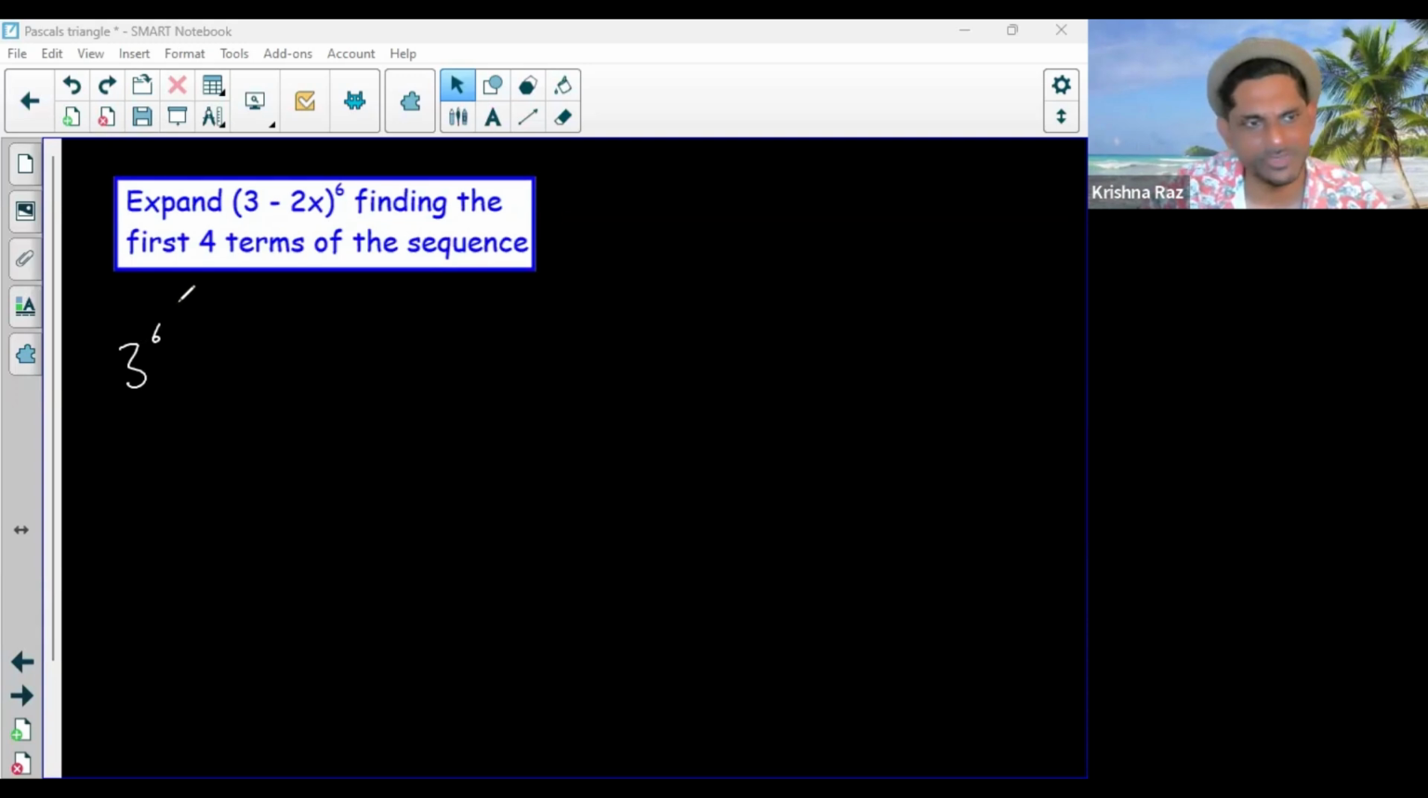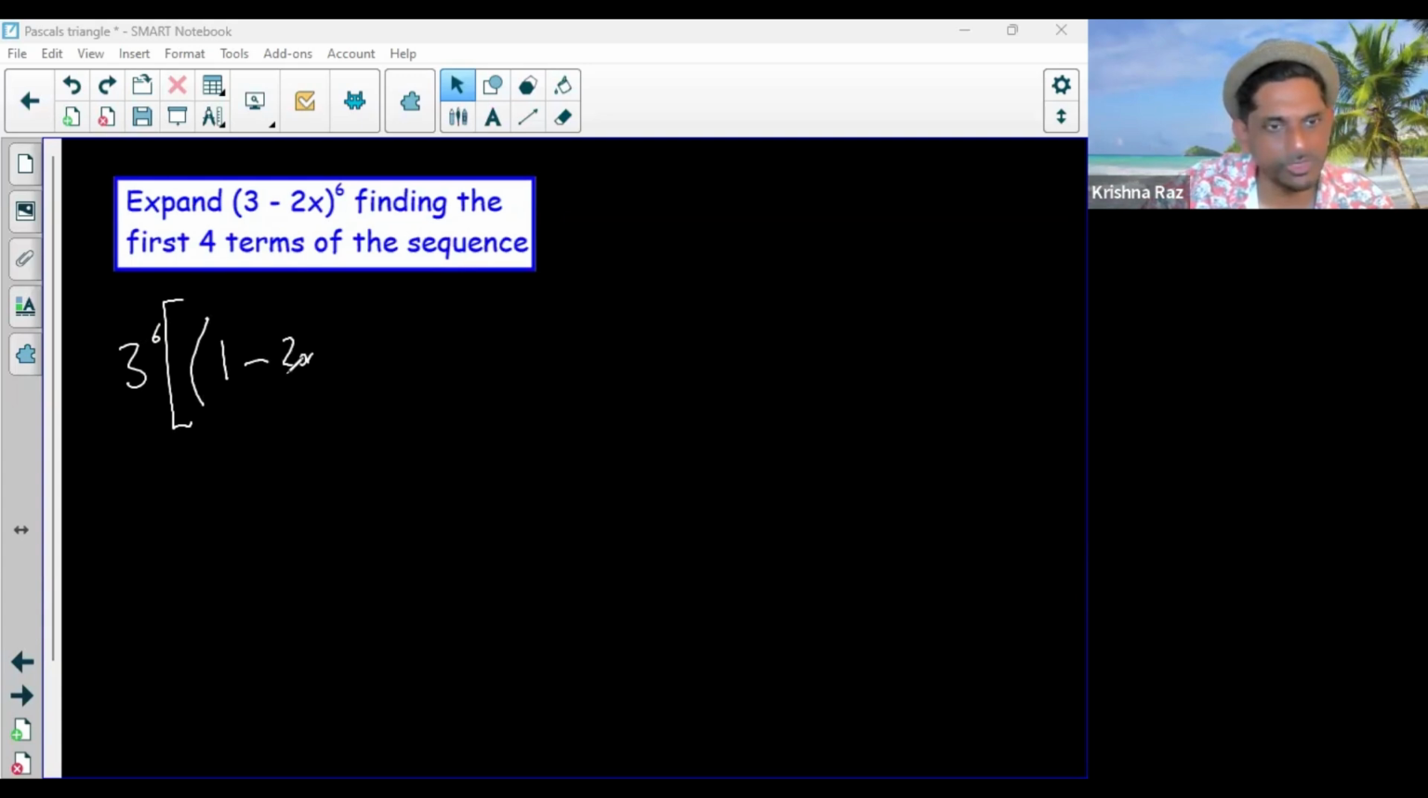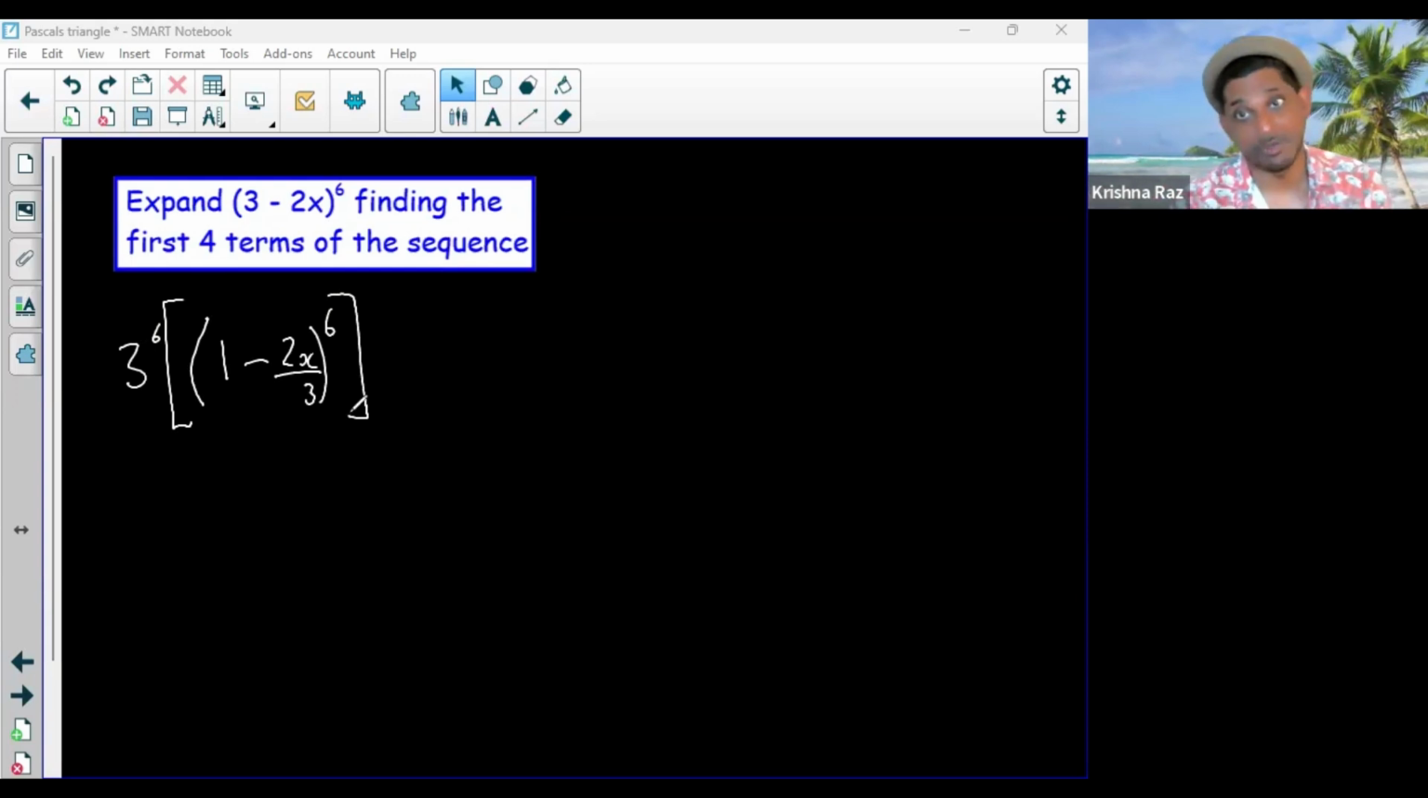So we're going to take that 3 to the power of 6 out. And what we're going to do is expand 1 minus 2/3 of x to the power of 6. That will always be the case when we see something like this. That's how I'm going to encourage you to do it. Some of you may have learned a little bit and query this, but if you watch this video in its entirety, you'll understand what I'm getting at.